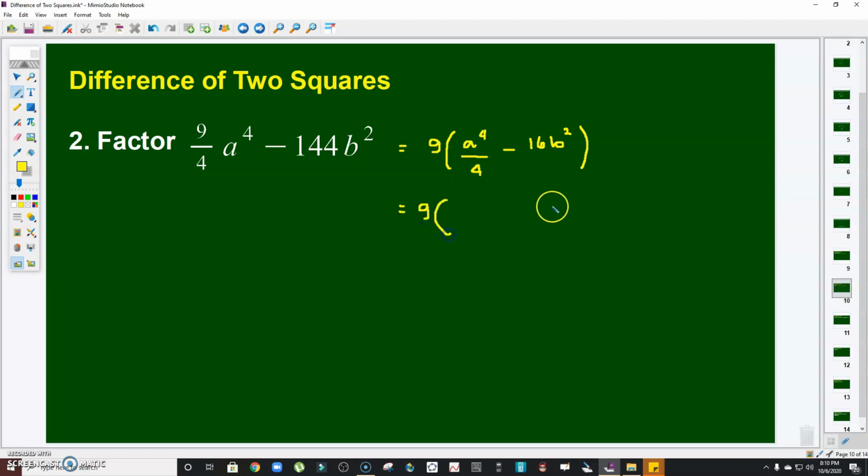Like what we did in problem number 1, let's set up the product, then plus, minus. The square root of a to the fourth over 4 is a squared over 2. So I'll just copy it here. Next, the square root of 16b squared is 4b. See that? So that's it. That's okay. Clear?